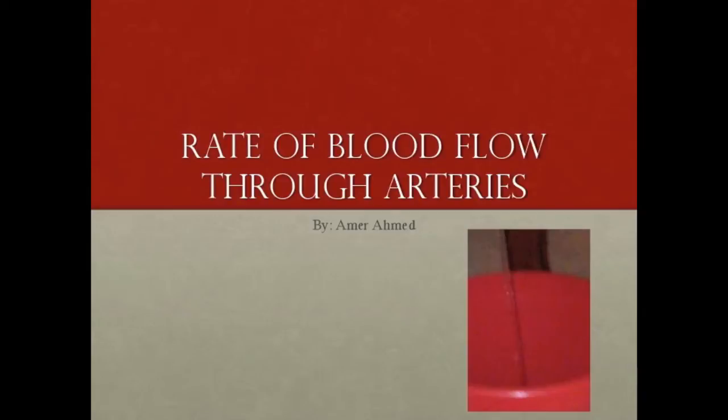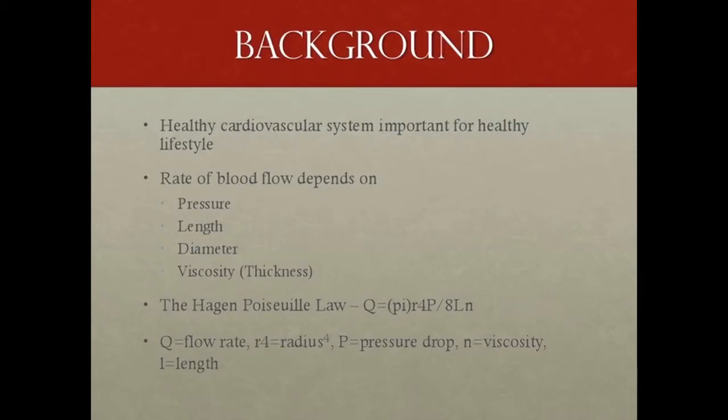The Rate of Blood Flow Through Arteries by Amir Ahmed. A healthy cardiovascular system is important for a healthy lifestyle. The rate of blood flow depends on four major factors: pressure, length, diameter, and viscosity. This can be interpreted by the Hagen-Poiseuille law.